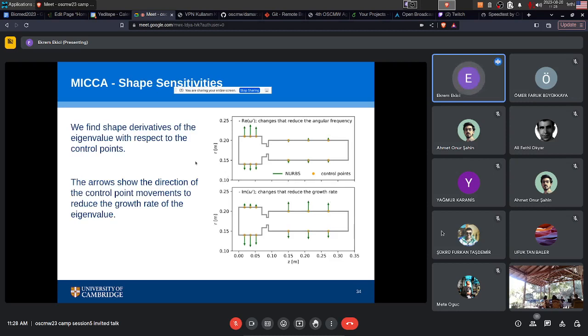And I find the shape derivatives of the eigenvalue with respect to the control points, not the surfaces. These vectors show that if I move that boundary in the direction of the arrow, I'm going to get a reduced growth rate. So I need to change my shape according to these vectors. It's going to result in a curvy shape, and for that boundary I'm going to get something like this. But these gradients are not as strong as here, so I will slightly move those points in the upward direction to reduce the growth rate of the eigenvalue.